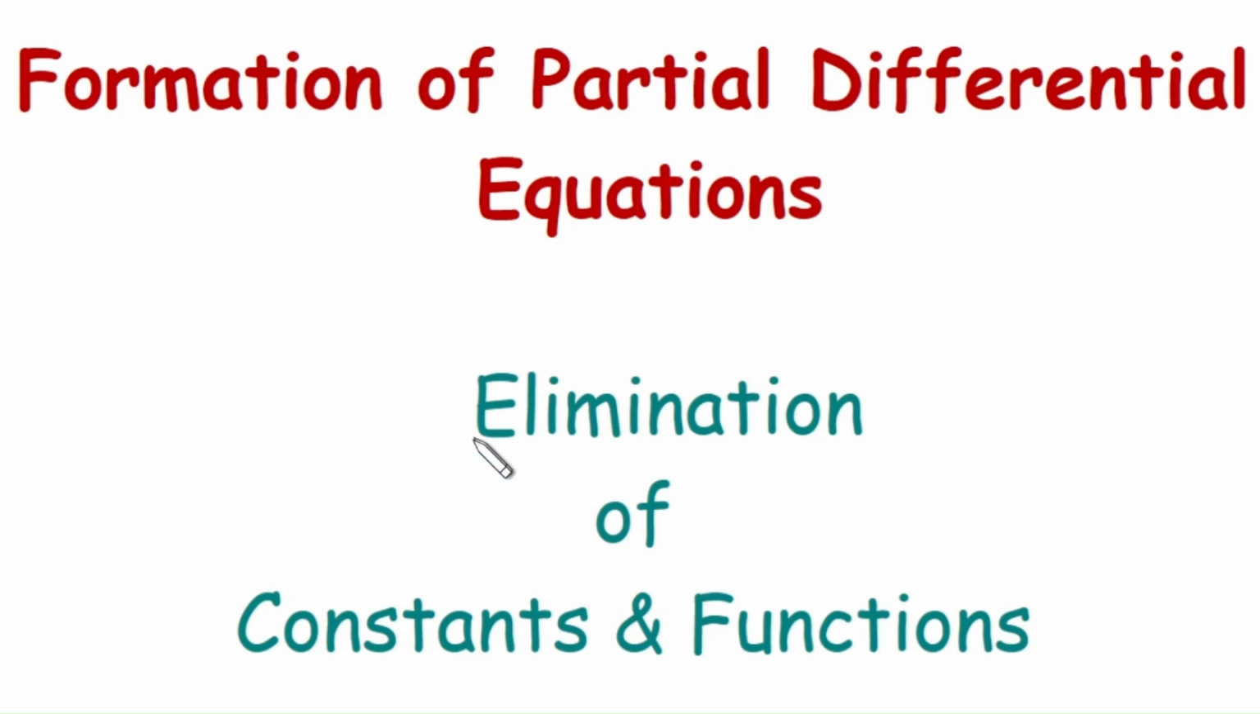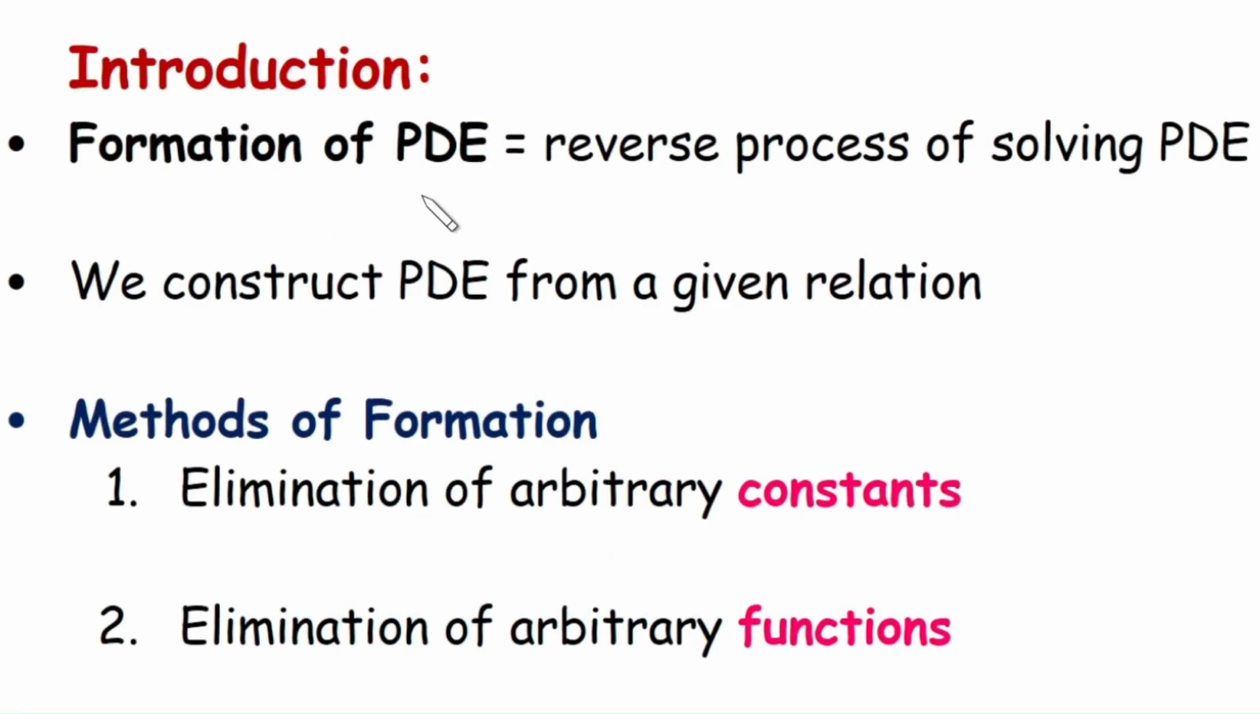In short, we will learn how to eliminate constants and functions to create a partial differential equation from the given function. So let's begin. Formation of a PDE means we can construct a partial differential equation by eliminating arbitrary constants and arbitrary functions from a given relation. So in short, there are two ways: elimination of arbitrary constants, and second, elimination of an arbitrary function. Now what does it mean?